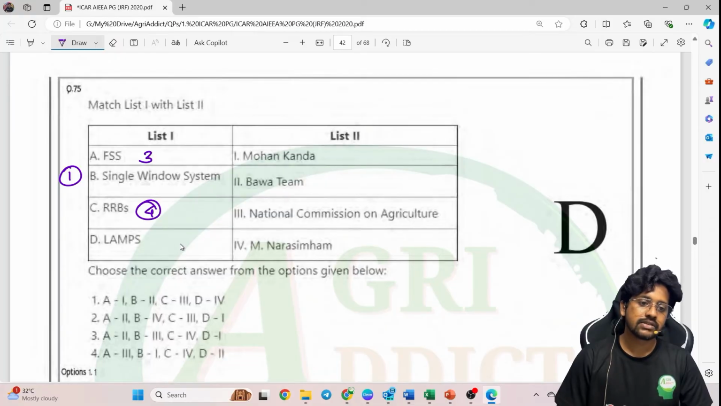And LAMPS were established in 1971 according to the recommendation of the Bawa team, right? So therefore D can be connected with 2. So therefore A, B, C, D can be connected with 3, 1, 4, 2. Option 4 will be the correct answer.